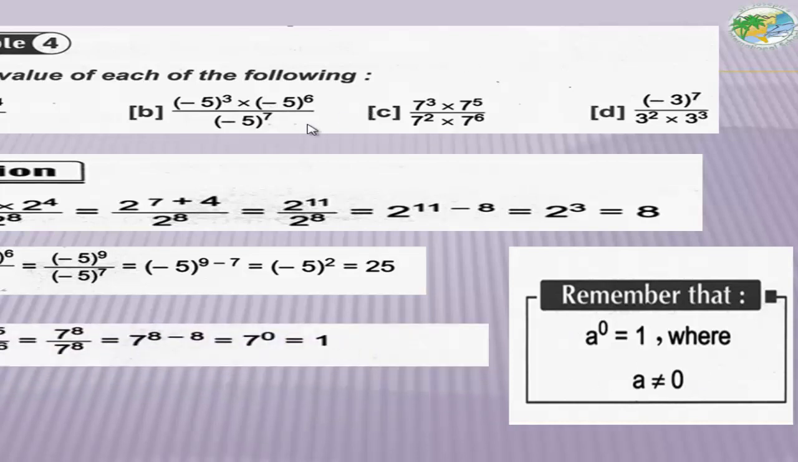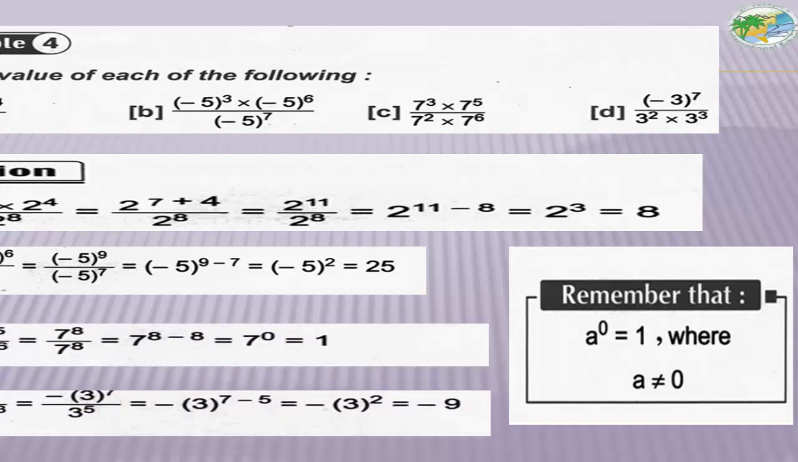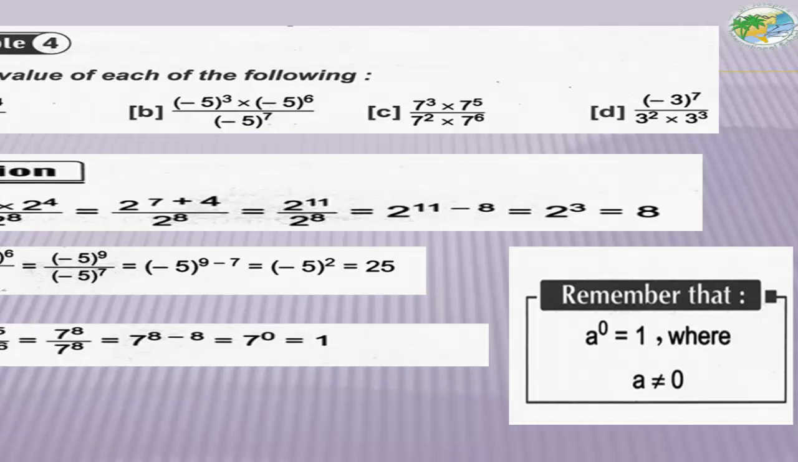Ignore the denominator. Okay, here with the same base 7 and 7, 3 plus 5 equals 8. 7 and 7, 2 plus 6 equals 8. Then 7 and 7, we subtract the powers: 8 minus 8. 7 power 0 equals 1, because any number power 0 equals 1.